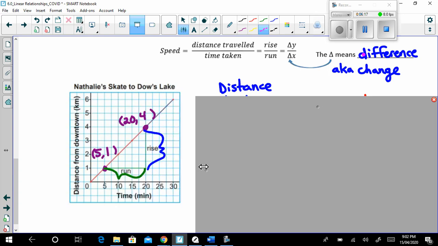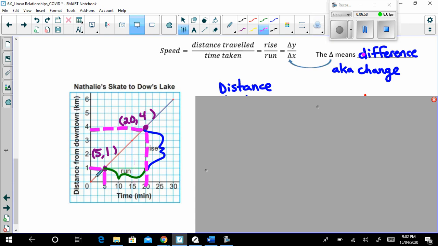Here's a graph of Natalie's journey. Again, we can pick any 2 points. I picked these ones. After 5 minutes, Natalie had traveled 1 kilometer, and after 25 minutes, Natalie had traveled 4 kilometers. But again, you could pick any point. If I look here, after 15 minutes, Natalie had traveled 3 kilometers, so you could pick that point if you wanted. You can pick any points because the average speed should be constant through the whole thing.